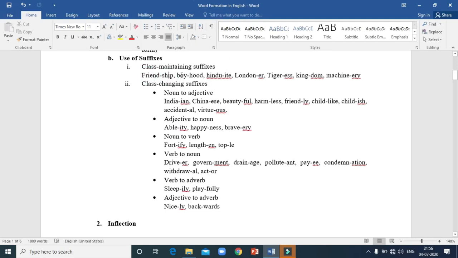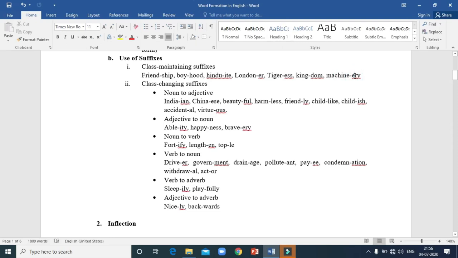Likewise, boy and boyhood, both nouns. Hindu and Hinduite, both nouns. London and Londoner, nouns. Tiger and tigress, nouns. King and kingdom, nouns. Machine and machinery, nouns.